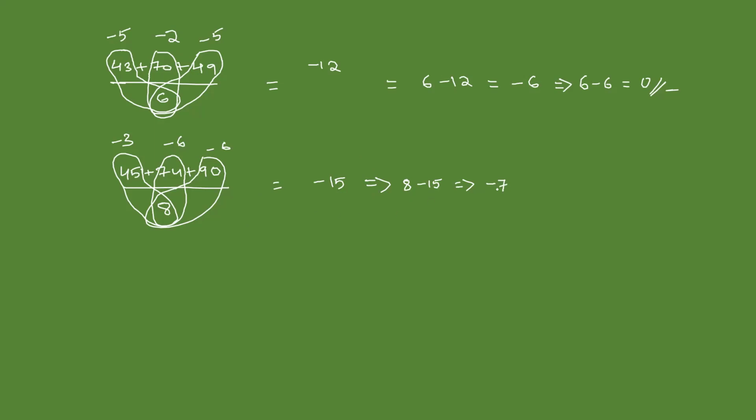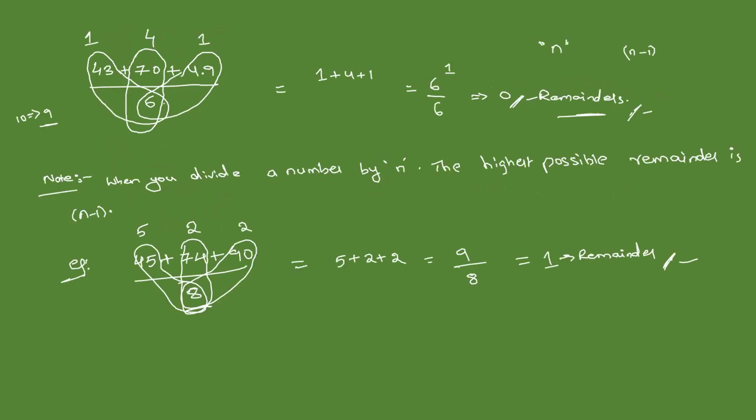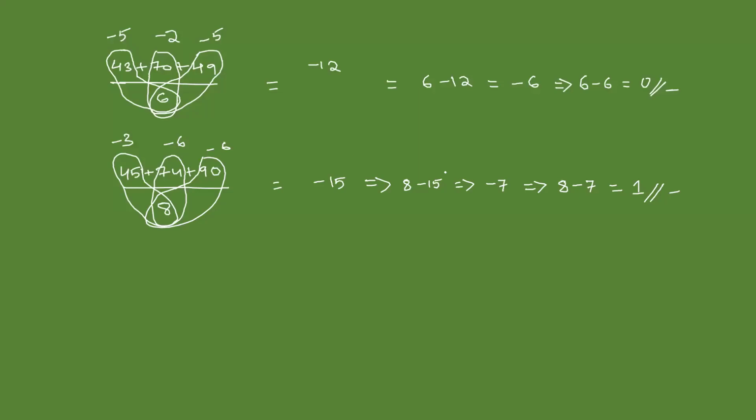Is minus 7 my final answer? No. Once again, I need to convert it into a positive one by subtracting it from 8. 8 minus 7, what did I get here? 1. Right? The same remainder which we got when we took the positive and negative ones. For positive also we got the same remainder, and while taking the negative remainders also we got the same. You can take one positive and one negative; there is nothing wrong in that.